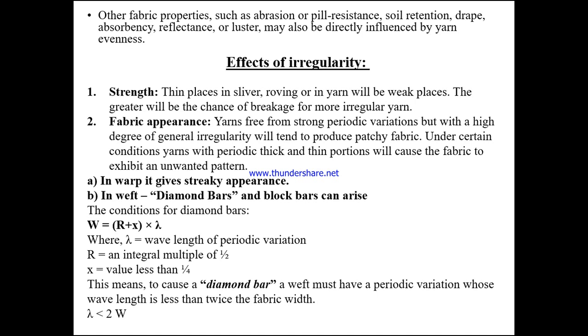The condition of diamond bar: how are diamond bars produced? W equals R plus X into lambda, where lambda is the wavelength of the periodic variation in the yarn.